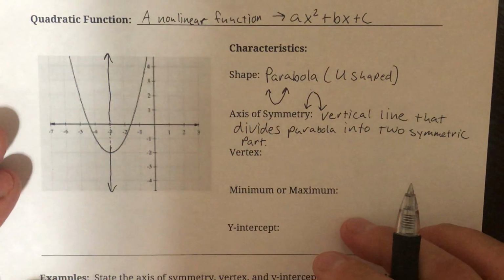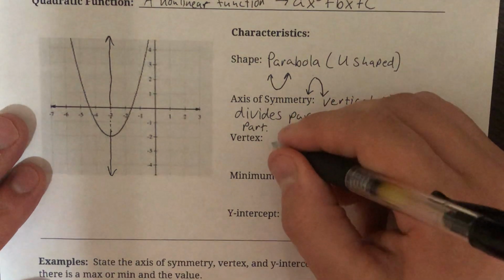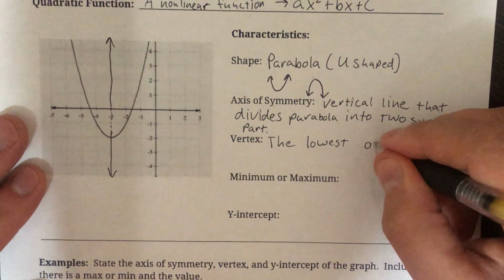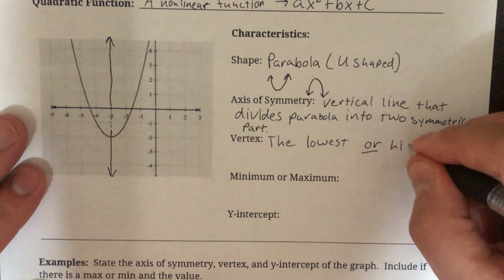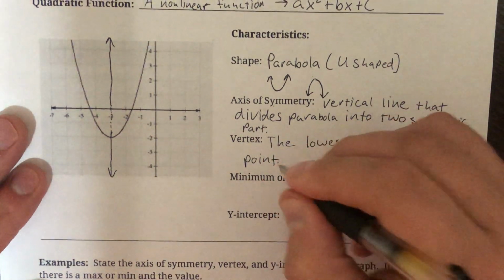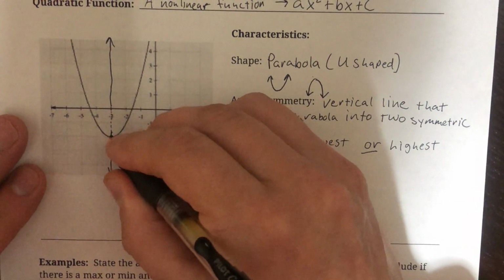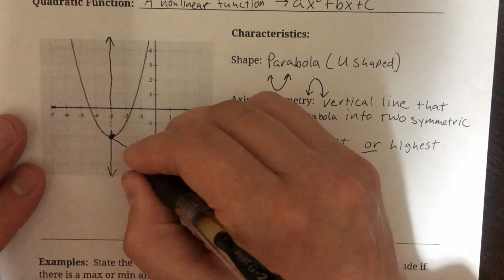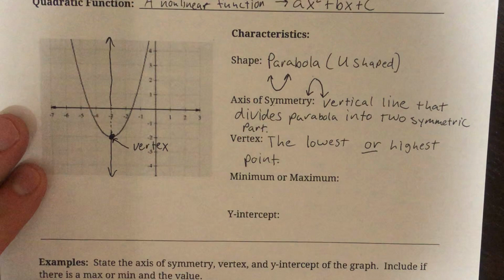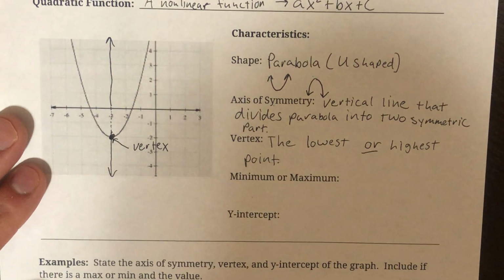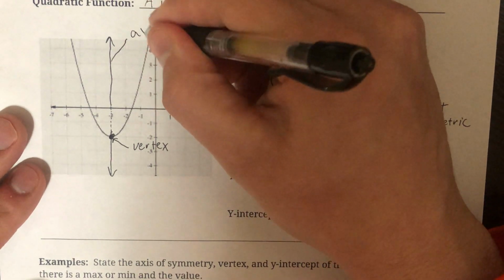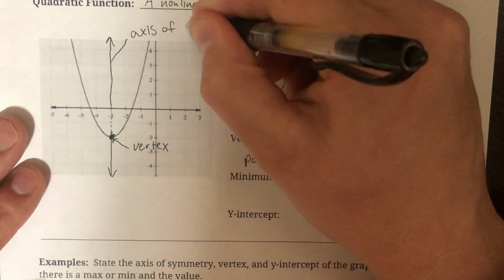The vertex is the lowest or the highest point. So in this case, our vertex is the lowest point of the graph, because it's opening up. It keeps on going forever and ever and ever in the upward direction. I should also label this as the axis of symmetry.